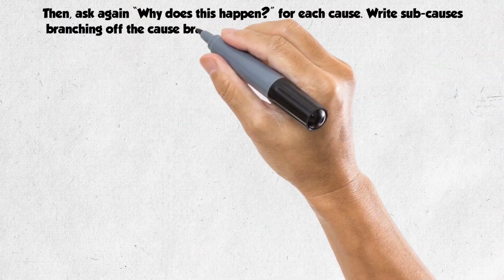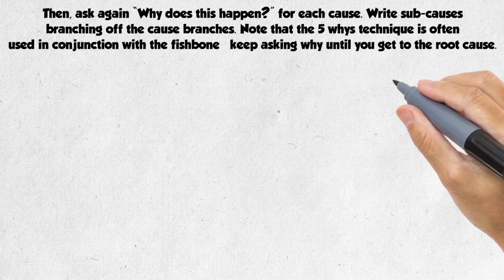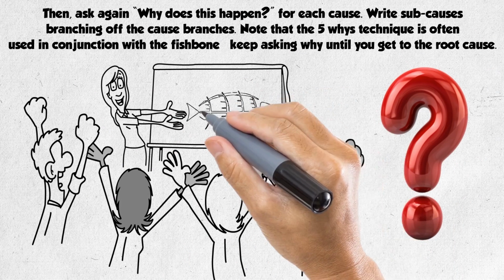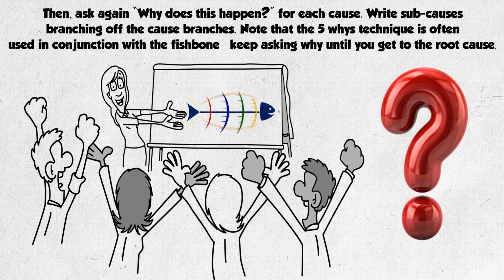Then, ask again why does this happen for each cause. Write sub-causes branching off the cause branches. Note that the 5 whys technique is often used in conjunction with the fishbone. Keep asking why until you get to the root cause.